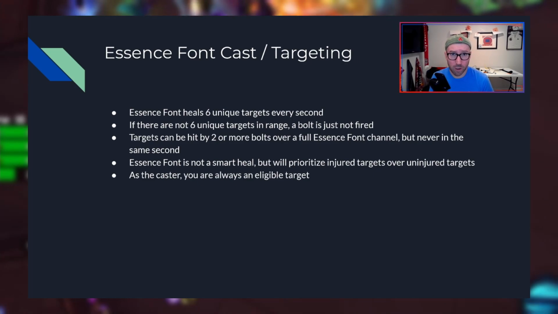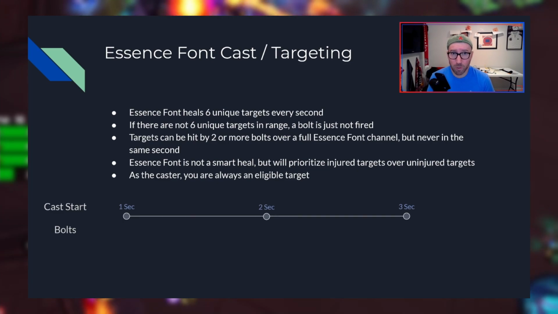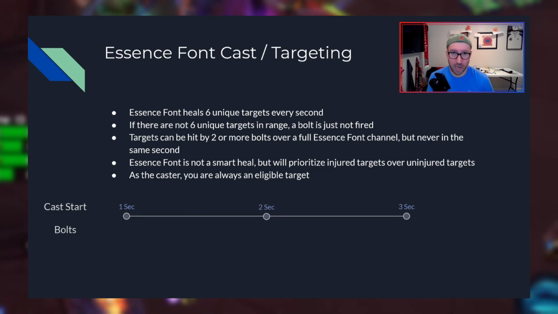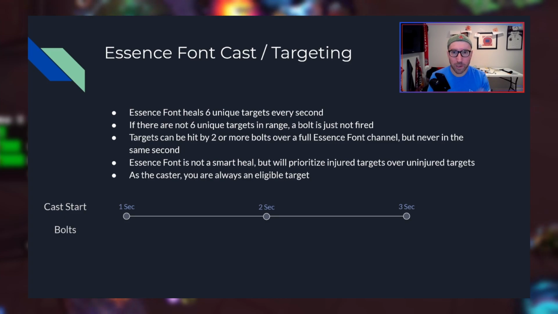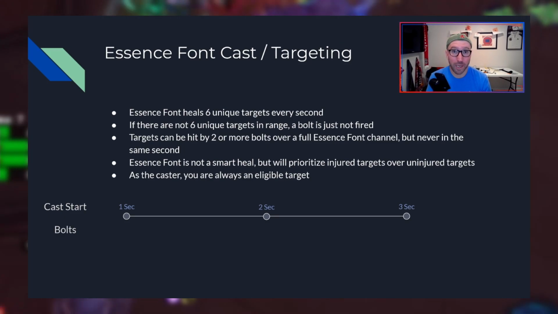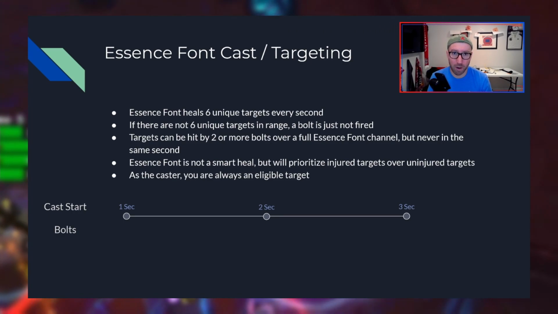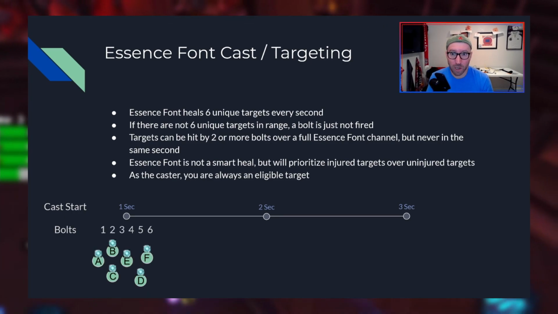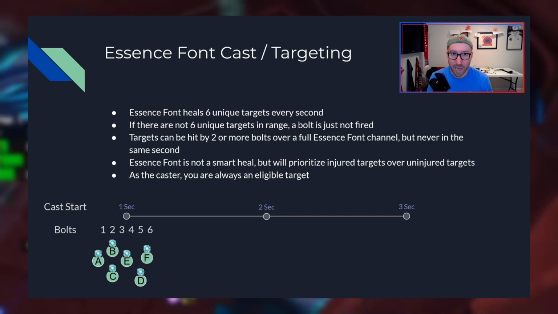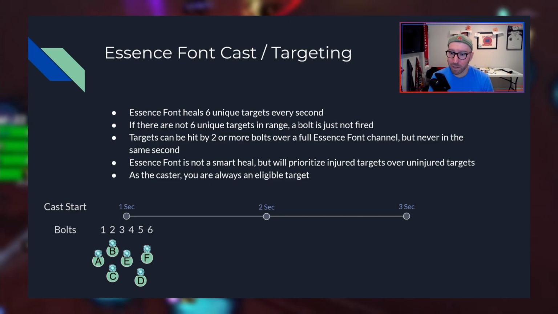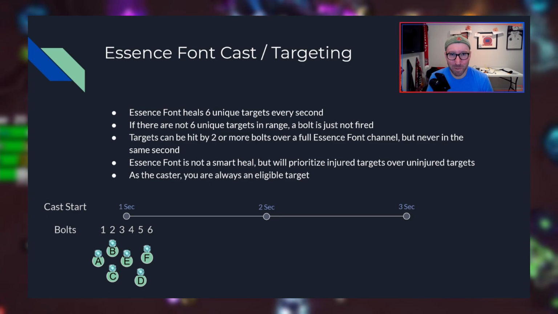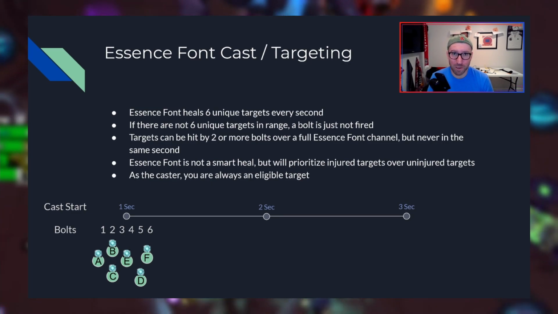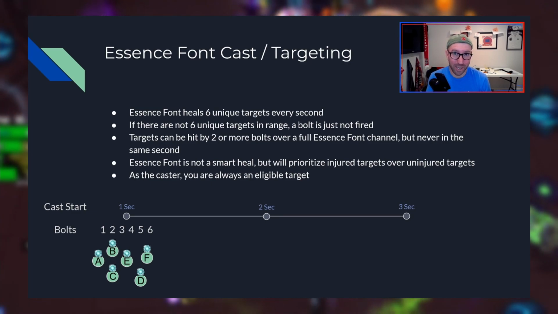So real quick, I wanted to try and demonstrate how this actually works. So we have our timeline here. We have basically an unhasted channel of it. So 3 seconds through the channel, we will get 3 essentially events from a healing perspective. The first event, there are, of course, 6 eligible targets in range. That's targets A, B, C, D, E, and F. They are hit by 6 bolts that go out. All bolts are used. All eligible targets are hit.